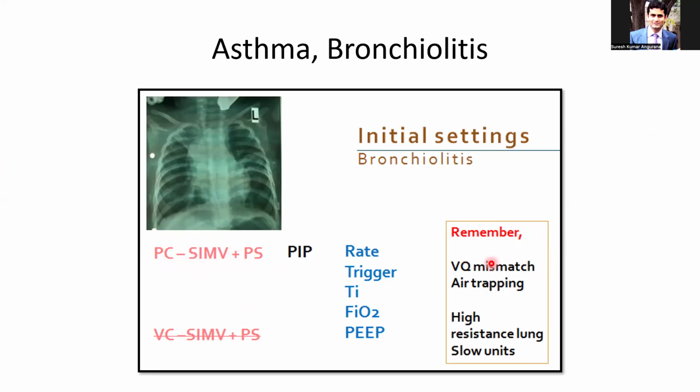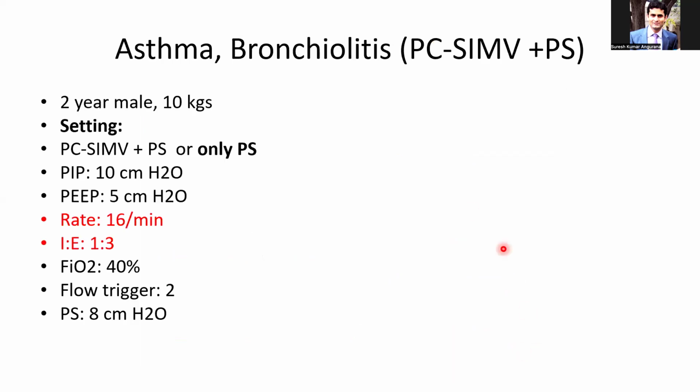We know that there is VQ mismatch, air trapping, the resistance is high, and the alveolar units are slow. So we can take an example of a 2-year male child, either it could be asthma or bronchiolitis. The setting is PC SIMV with PS, or we can use pressure support alone. PIP is 10, PEEP is 5, rate is 16, right?